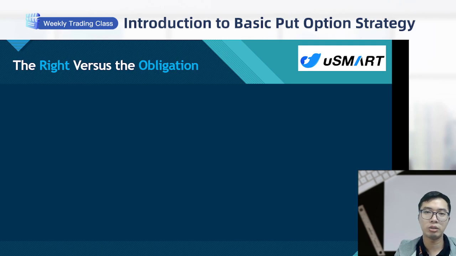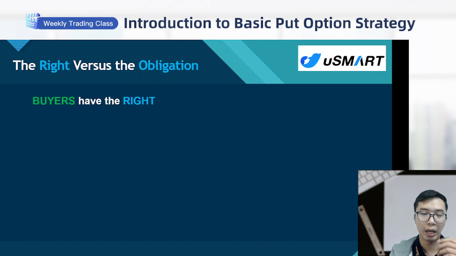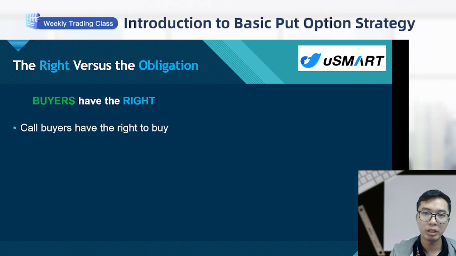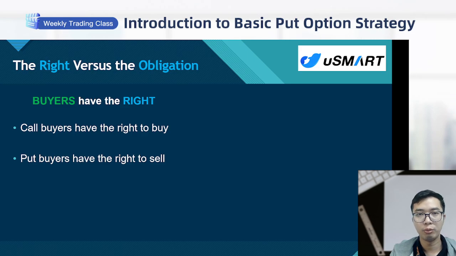So let us recall what is options. It is about the rights versus the obligations. So in options, the buyers always have the right. Call buyers have the right to buy, and the put buyers have the right to sell. If you all still remember, call buyers always have the right to buy or not when the option expiry date hits, while the put buyers always have the right to sell or not to sell.